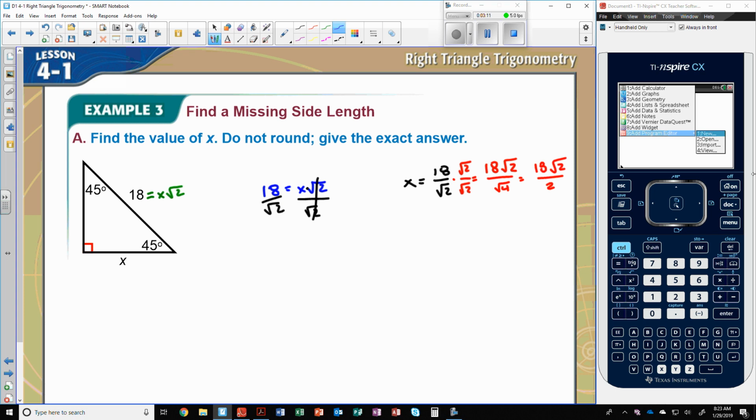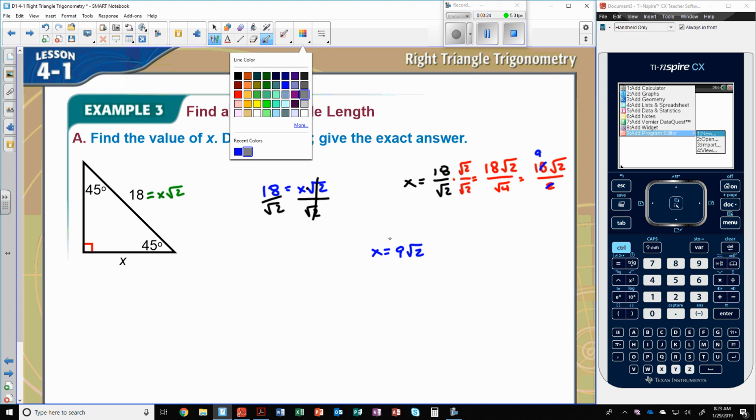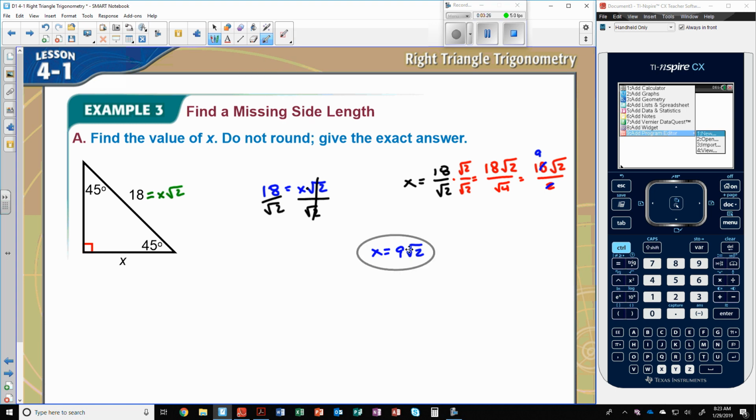And now we can reduce this further. We can say, oh, 2 can go into 18 9 times. So my actual answer is that x equals 9 square root of 2. This would be my best answer right here. Again, both of these on AP Calculus, this one in black and this one in blue, would be acceptable. But this is the more traditional answer, where we don't have the radical in the denominator.